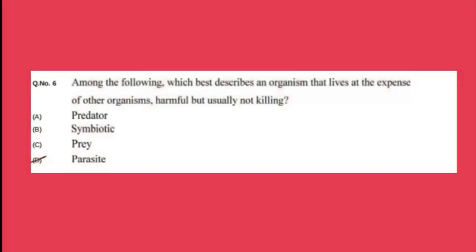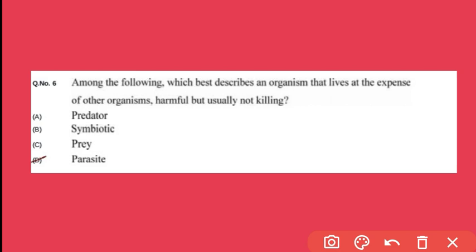Among the following, which best describes an organism that lives at the expense of another organism, harmful but usually not killing? Read the question carefully: harmful, not killing. In this question, 4 options are given, which show an association between the organism and their partner. The first option, A, predator. The predator kills its prey and lives.